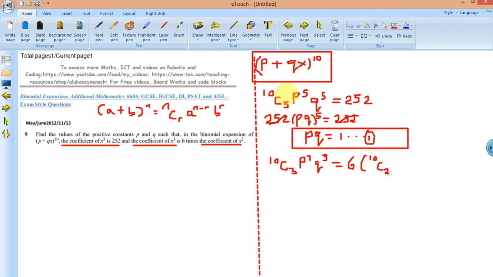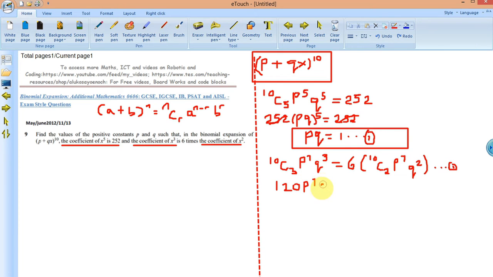Then your p, just like your a here. So p to the power n minus r, so that is 10 minus 2, that is 8. Then the coefficient of x squared, that is q to the power 2, x squared. So it's going to give you that, and this will give us equation 2. But let's complete equation 2 now. What is 10 combination 3? 10 combination 3 is 120. So I have 120 p raised to power 7.